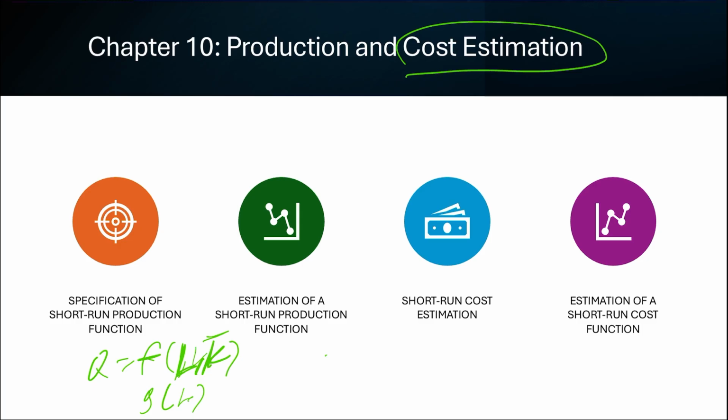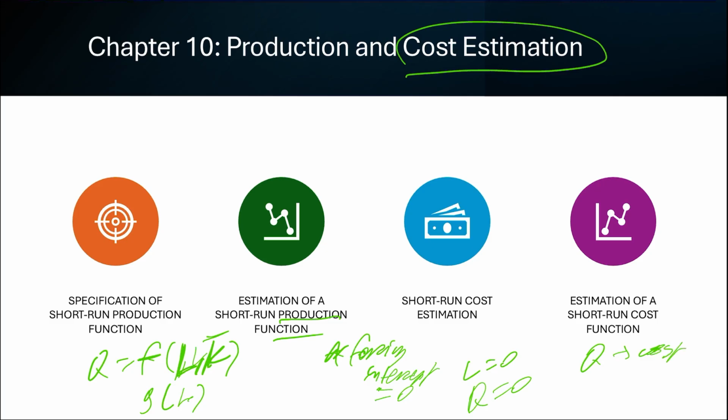And so we can look at like a cubic function to estimate this and do a linear regression. There's some issues that we can look at, like forcing our intercept to be 0, if we assume that when labor is 0, our output is equal to 0. And so we can look at this relationship between labor and output. That's our production function. Or we can look at our relationship between our quantity and the cost. We can estimate that in similar ways.